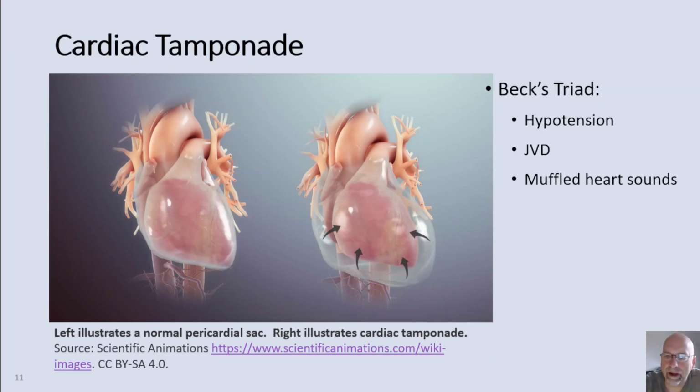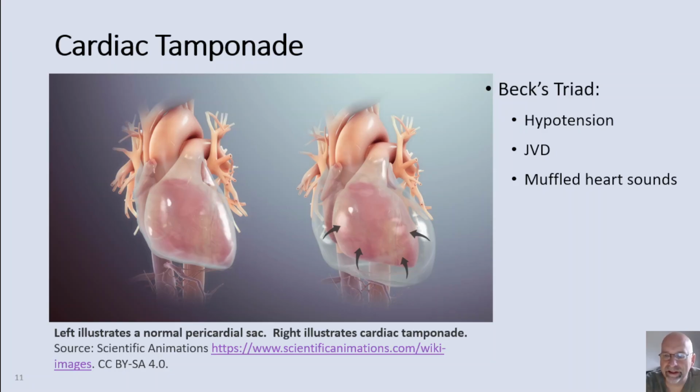When cardiac tamponade happens, the pericardial sac can expand upwards to 200 milliliters or more, depending upon how quickly the bleeding occurs. This is illustrated on the right. Compression of the ventricles results in inadequate ventricular filling and causes a reduction in cardiac output.